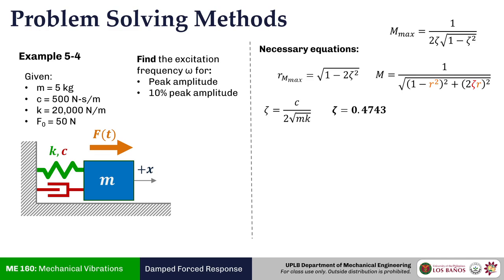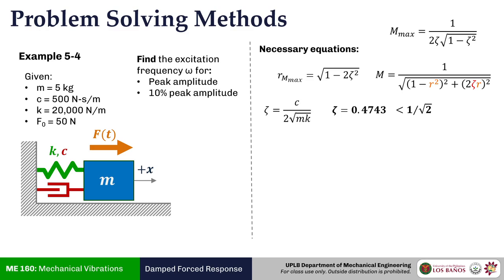Magkaka-peak magnification ba tayo or wala? Kasi pag wala tayong peak magnification, essentially, the problem is moot. Like, wala siyang kwenta. So, buti na lang if we evaluate this against 1 over square root of 2, it is less than 1 over square root of 2. So, meron tayong peak value.